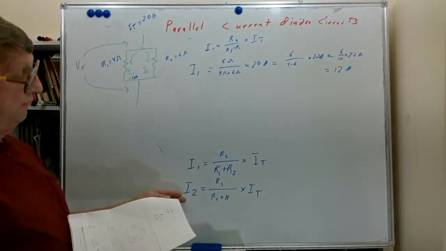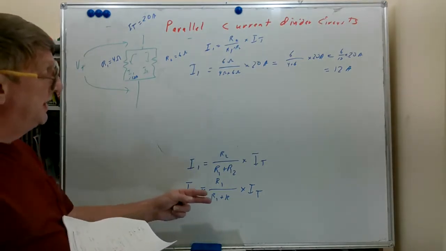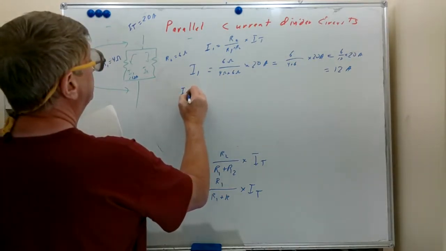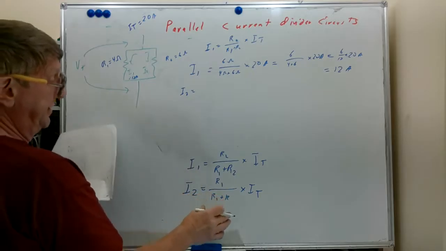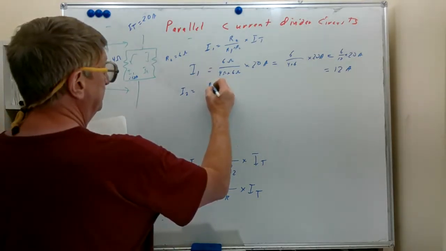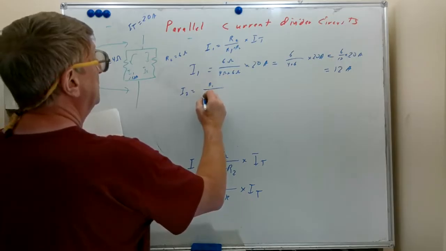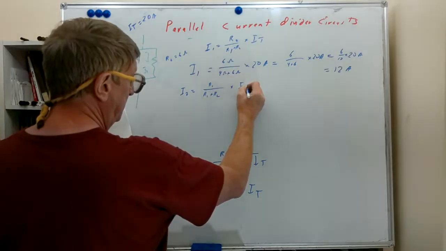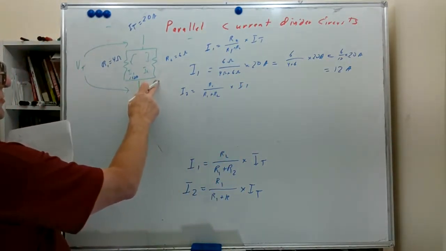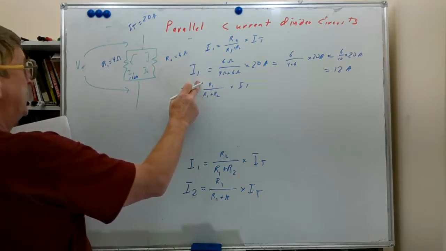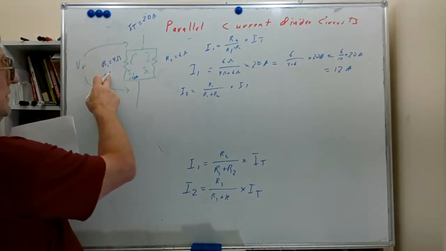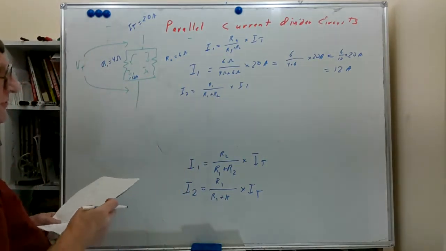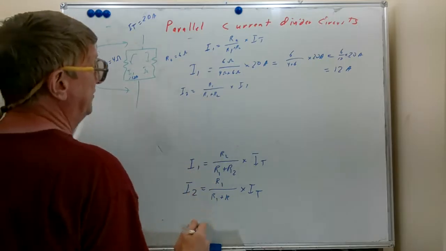Let's use the other current divider formula to calculate the current I2. I'm going to write the formula right here above so it's a little easier to look at: I2 equals R1 over R1 plus R2 times IT. Now notice again that we're trying to find I2. The numerator of the fraction is the other resistor, R1. The denominator of the fraction is the sum of the two resistors. This is our current divider ratio.